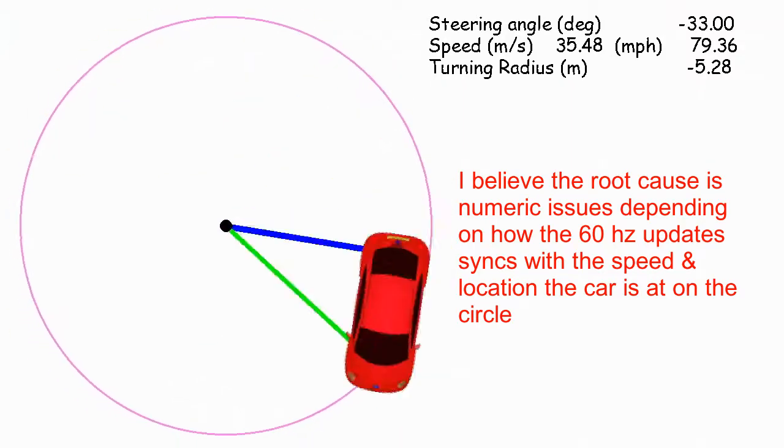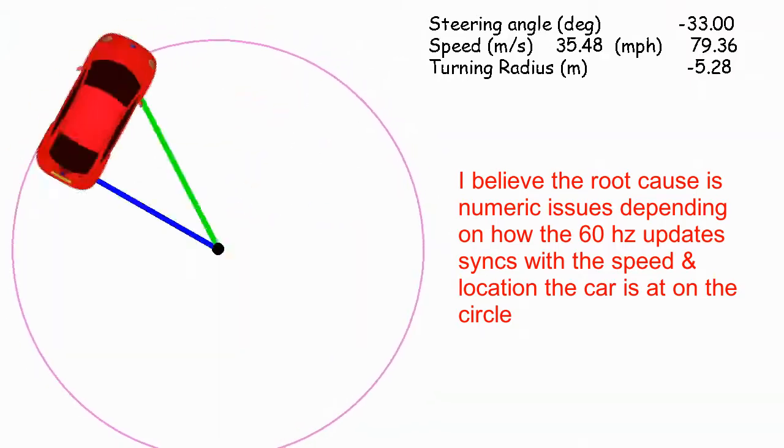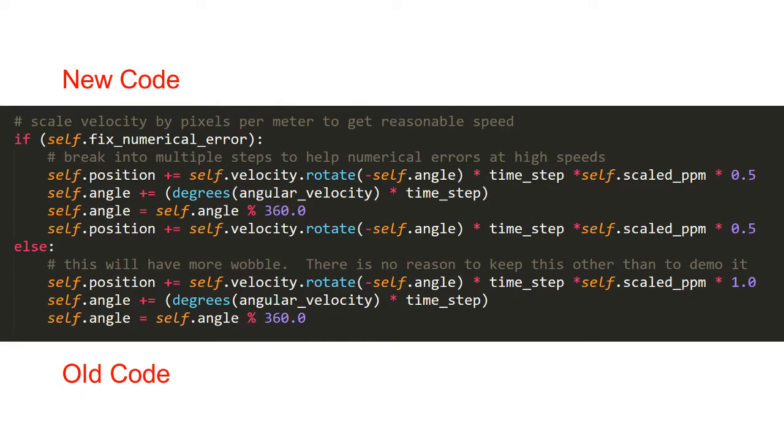What's happening is I'm updating the location 60 times a second based on the velocity. And then I'm changing the velocity based on the angle the car's at. So I'm updating the velocity based on the angle the car's at. Then I'm updating the position based on the velocity, and then I'm updating the angle.